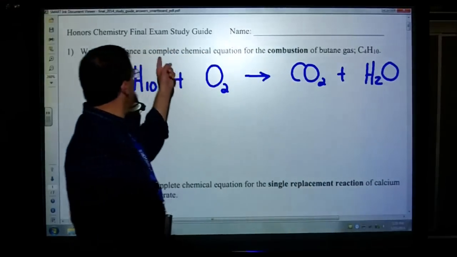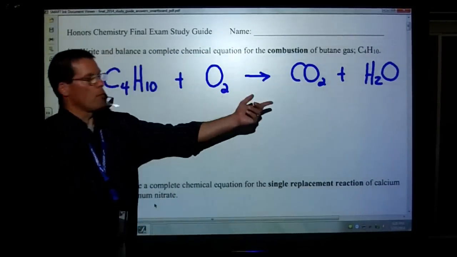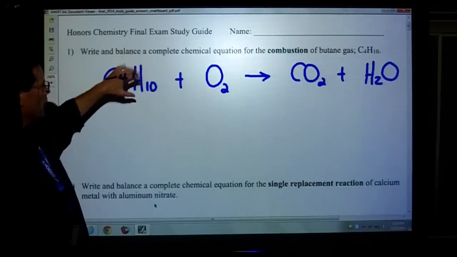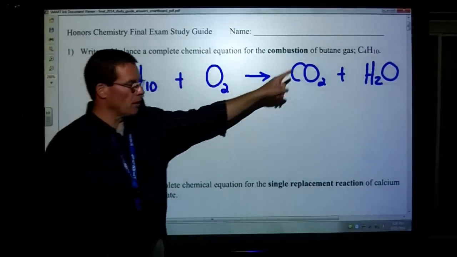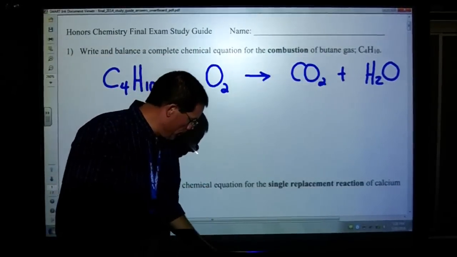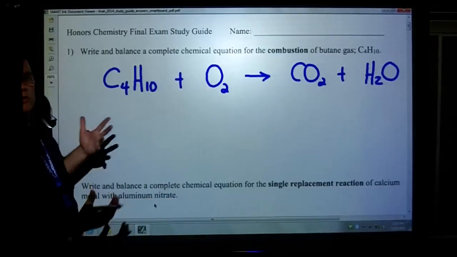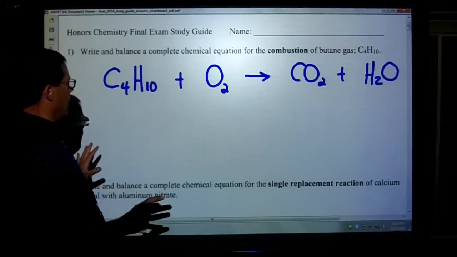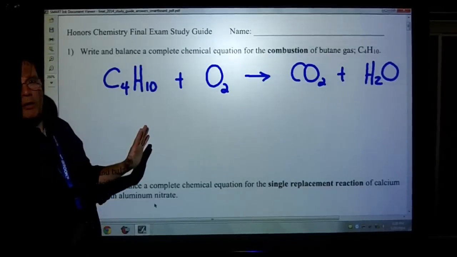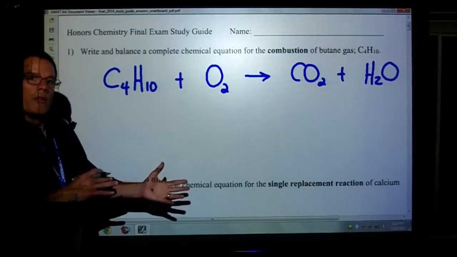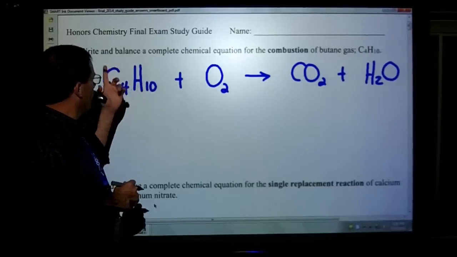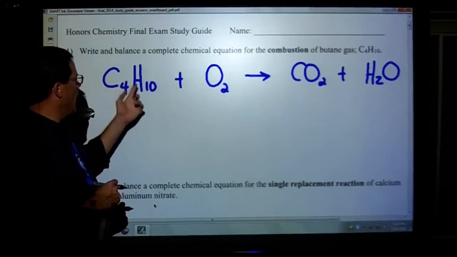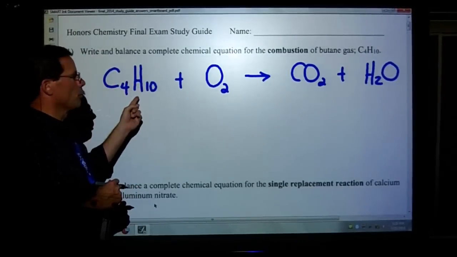So the question wants you to balance, so we already wrote it, so you know that whatever your hydrocarbon is, reacting with oxygen, carbon dioxide and water are always formed. So let's go ahead and balance these things out. So if you need to do it the inventory method again, nothing wrong with that. I'm not going to do it, I'm going to actually speed things up. You can do the inventory method if you need to. So I'm going to start with the hydrogen.